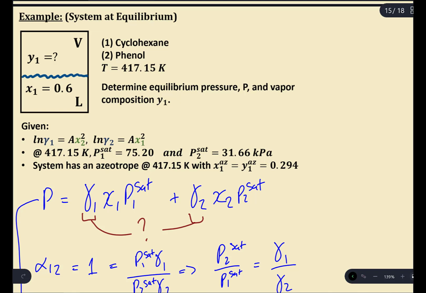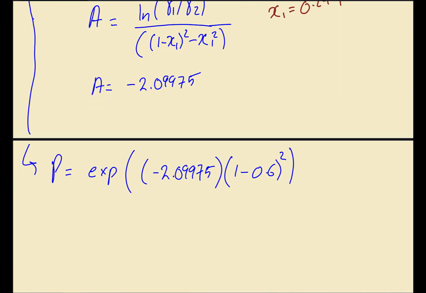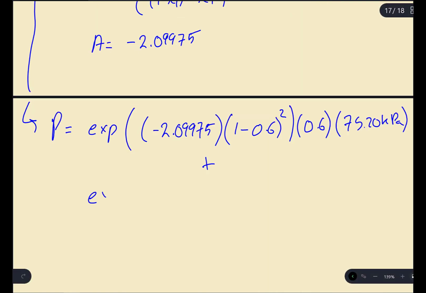You've got gamma multiplied by x1, P1 sat. So x1 would be what? 0.6. P1 sat is given, we just plug that in. So 75.2 kilopascals. And then we add the second part of the equation, which is for the other component.